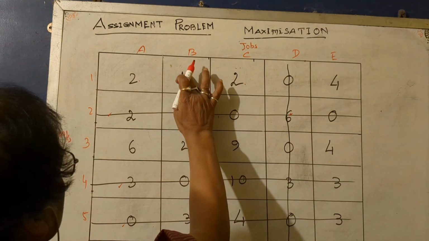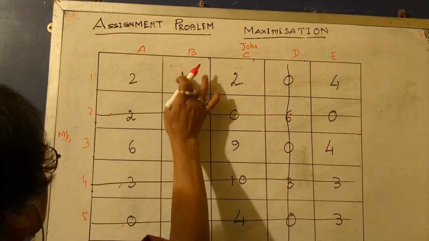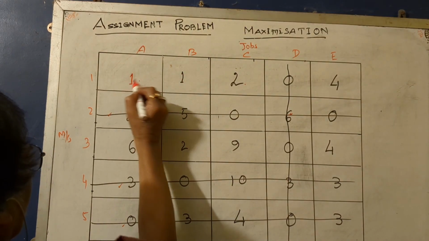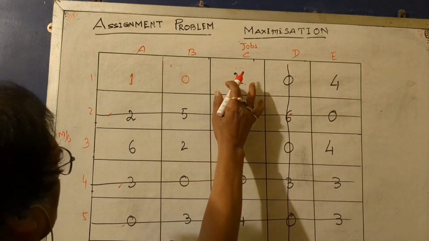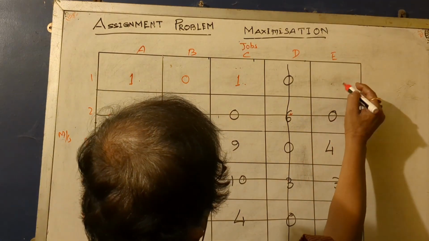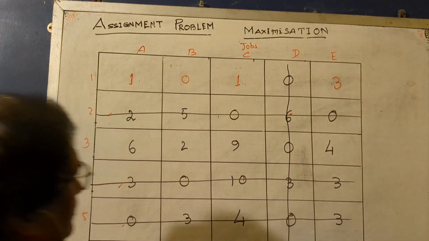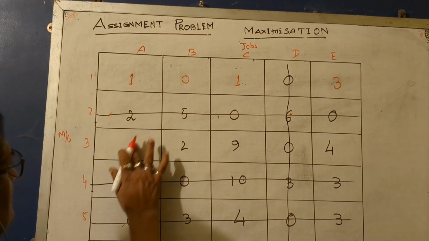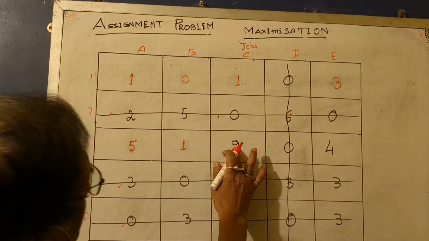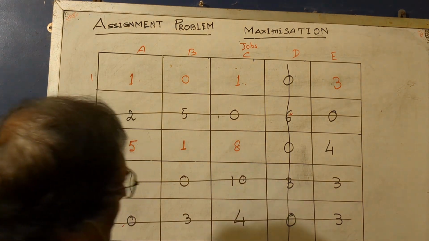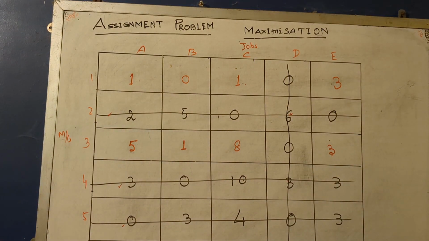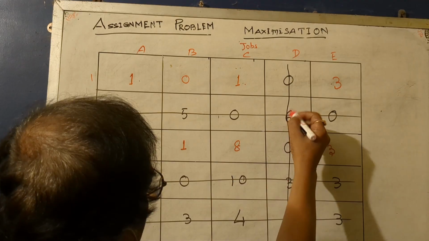So you have to subtract this lowest element from all the remaining elements. If we subtract 1 from this, then what will be the value? This will be 1 and this will be 0 and this will be 1. Subtract from this also, 4 minus 1 is 3, and subtract this, that is 5 minus 1 is 4, and it will be 1. This will be 1 and this will be 8 and this will be 3. Okay?